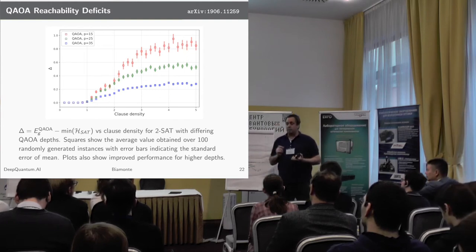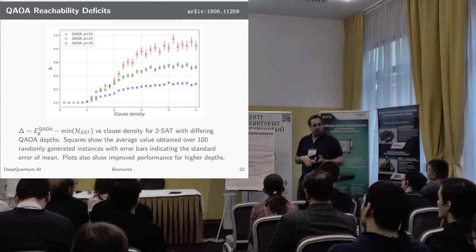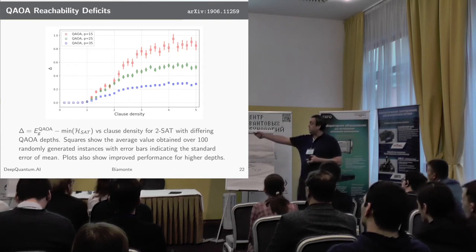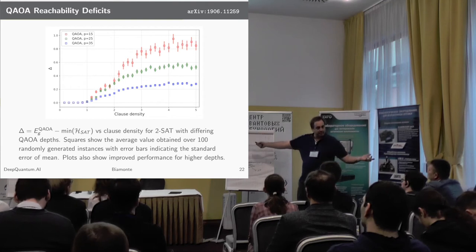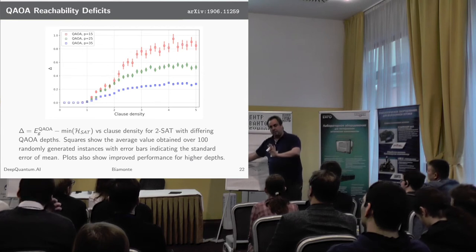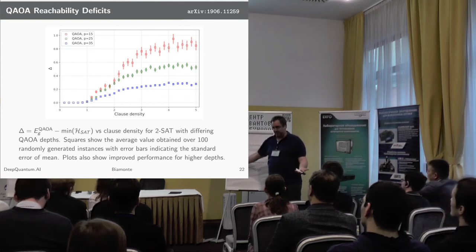But here's the problem that we did see. We found hundreds of papers in the literature that were over here saying, ooh, it works so great. Now, analogous to clause density, you could think of the number of couplers that you turn on versus the number of qubits. Okay?